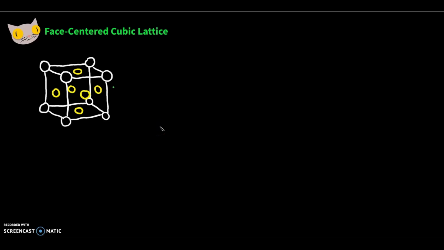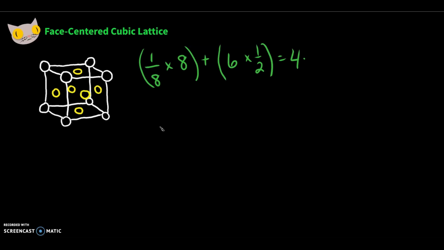Now for the face-centered cubic lattice, we see the same 8 atoms on each corner, each one being 1/8 of the way into the structure. But now we have to account for the 6 face atoms, each one being halfway into the cube. So 6 times halfway in. Add those up, and we get 4 atoms for this structure.